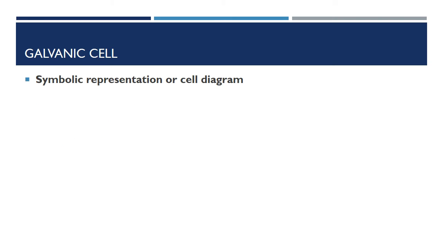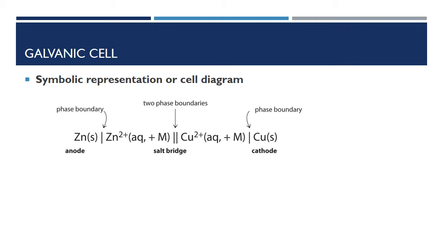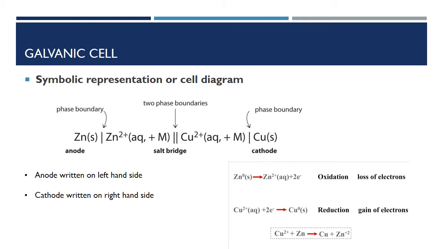The symbolic representation of a galvanic cell is also called a cell diagram. It is represented below. As can be seen, the anode is written on the left hand side and the cathode is written on the right hand side. The phase boundaries are represented by a single line and the salt bridge by a double line or parallel lines. Oxidation, or loss of electrons, takes place at the anode, whereas reduction, or gain of electrons, takes place at the cathode.